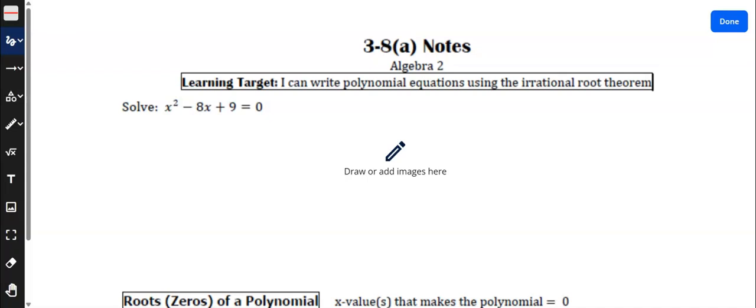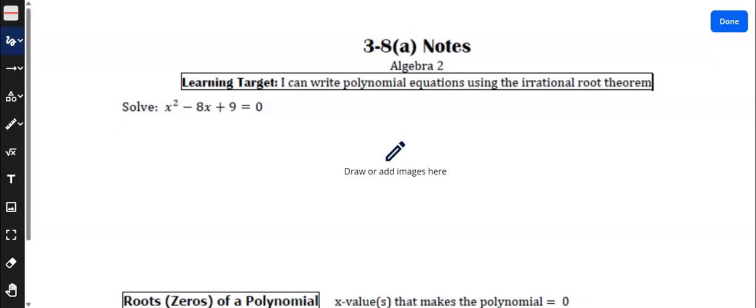Alright, so we want to be able to write polynomial equations using the irrational root theorem. Now, what is the irrational root theorem? Well, let's solve this equation and see if anything shows up like that. Can we factor this? Can you come up with factors? Like, they would both have to be x minus. Factors of 9 that would add up to 8? Nope, not going to work.